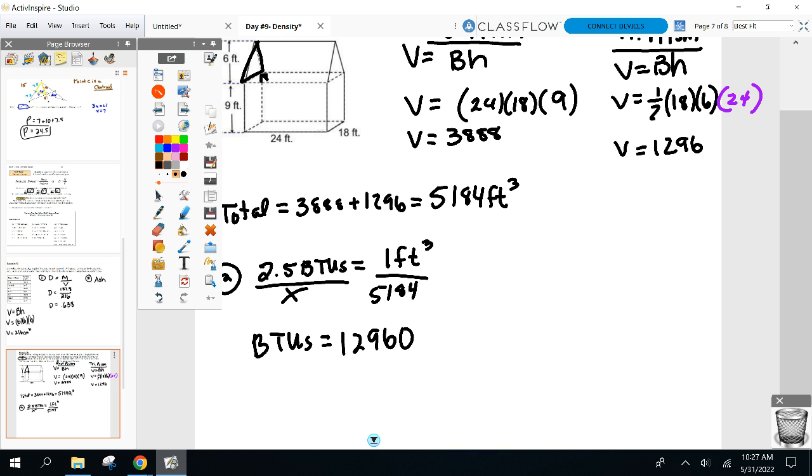4 windows. 4 windows, right? How many BTUs a window? 1,000, I got 4 of them, right? So I have to add in 4 windows, 1,000 BTUs a window, and add that into the 12,960. So total BTUs, 16,960. Wow.